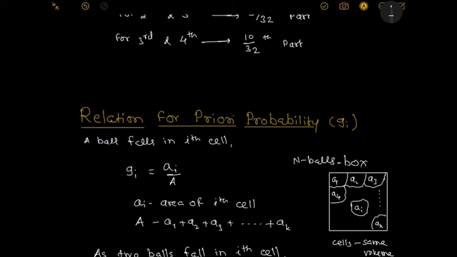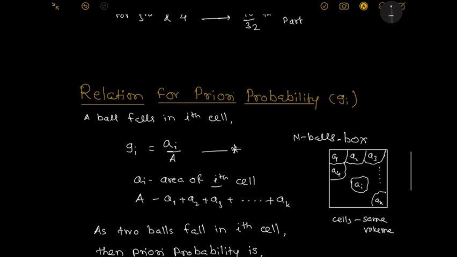What is Ai? Ai is the area of the ith cell, and the total area is A1 plus A2 plus A3 up to Ak. Similarly, that relation shows that as the area of the cell is greater, the greater is the probability of finding the ball in that cell. If the area is the same, the probability should be equal.